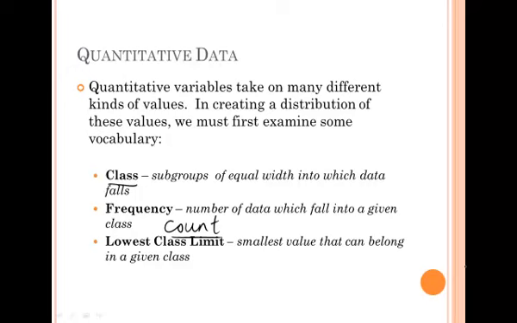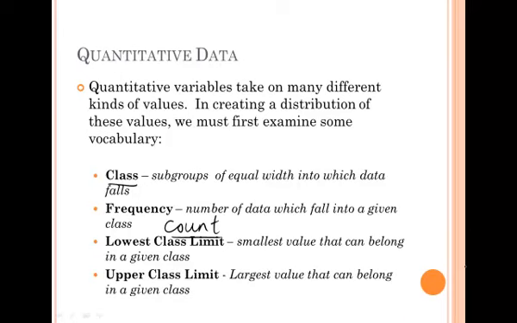The lower class limit is the smallest value that can belong in a given class. The upper class limit is the largest value that can belong in a given class. So what we're going to be doing is creating what are called frequency tables or frequency distributions. And then with these frequency tables and distributions, we're going to create either stemplots or histograms, which are like bar charts.